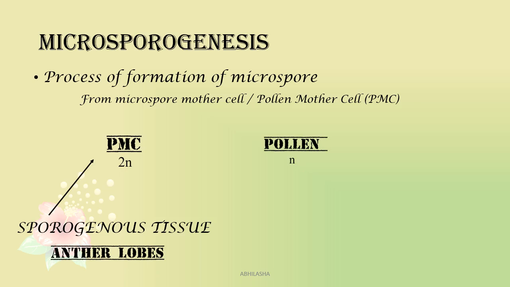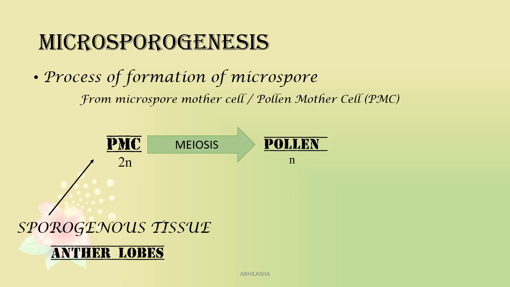Now sporogenous tissue and hence pollen mother cell are part of the parent sporophyte, so they are diploid, that is 2n. But the spore will have to be haploid because it has to give rise to the gametophyte generation. Remember, alternation of generations? So PMC will have to undergo meiosis or reduction division.